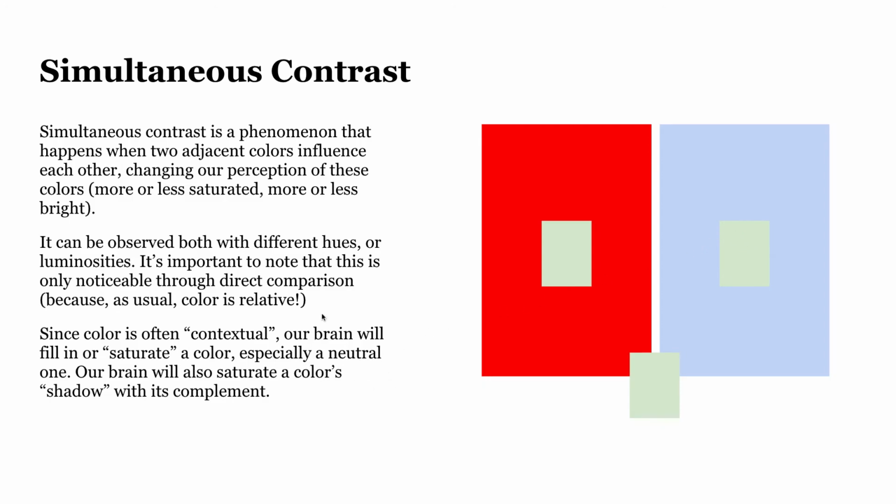Since color understanding is contextual or relative, like you were saying, Julie, our brain is going to fill in or saturate a color, especially a neutral one like this. So our brain will saturate a color's shadow with its complement. On the quiz, I give you a little graph like this to help.